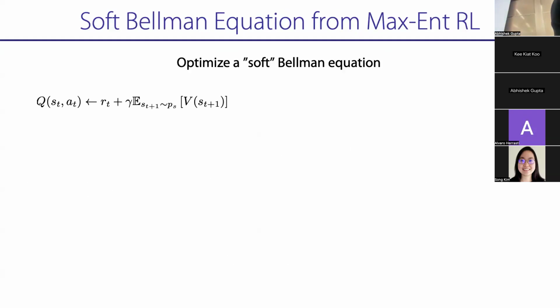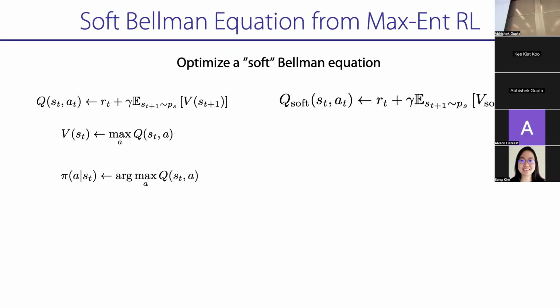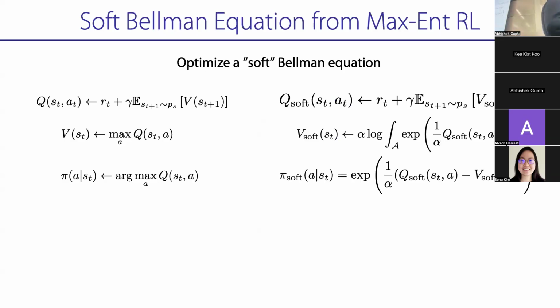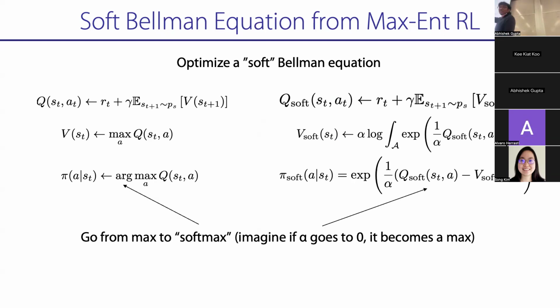The cool relationship here is that in normal off-policy RL, you have your Q function, your value function, and your policy. But in maximum entropy RL, you have a soft Q function, a soft value function, and a maximum entropy policy. You can think of the normal version as doing the max on the left, and the maximum entropy version on the right as doing the soft max.